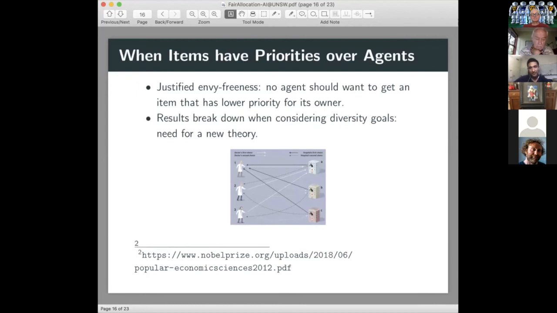But in the last few years, people have started considering more complex settings, in particular settings which involve diversity goals. And it turns out that a lot of two-sided matching theory breaks down when you have these more complex distribution goals. This is something which my student, Zhaohong, will discuss in a bit more detail in the next presentation.